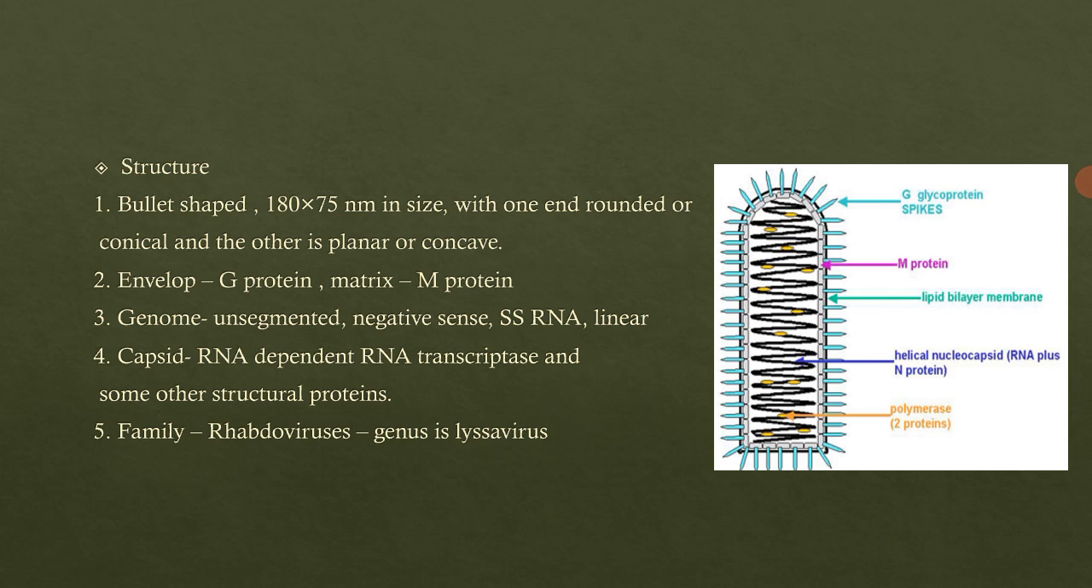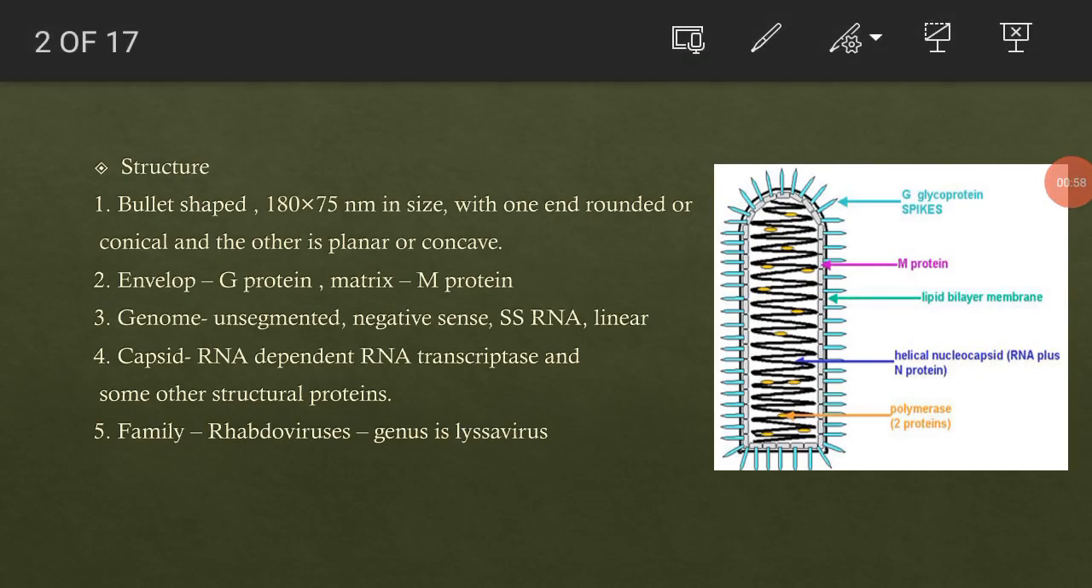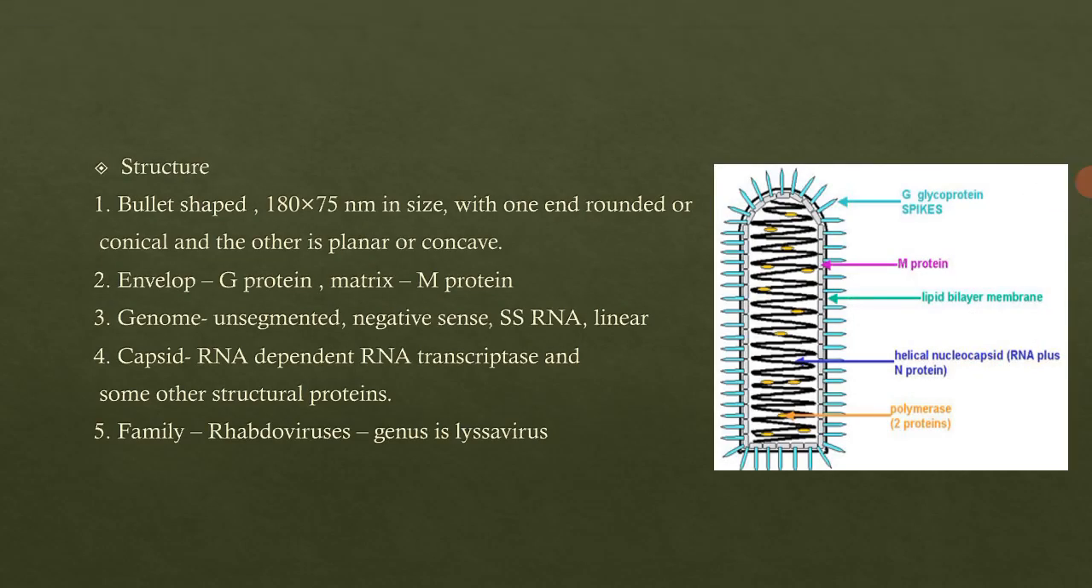Okay, and this envelope will contain the G protein and the M protein. Okay, now what is the G protein? These are glycoproteins. You can see in that picture the blue color projections, which are spikes pointing outwards. These are the glycoproteins, the surface antigens.